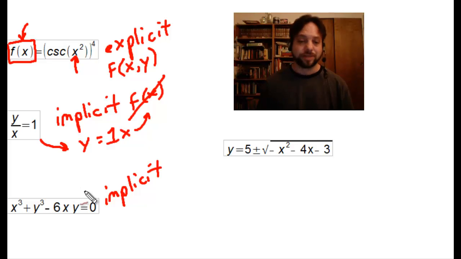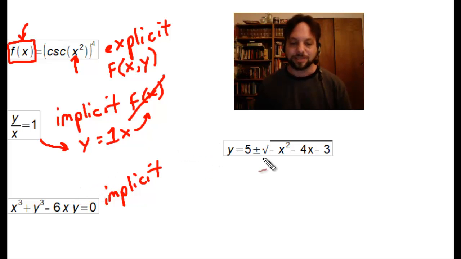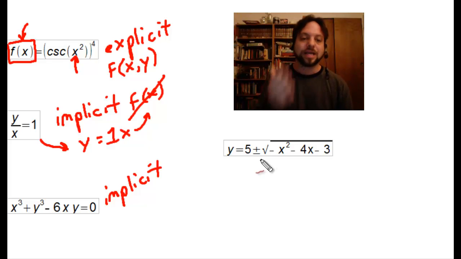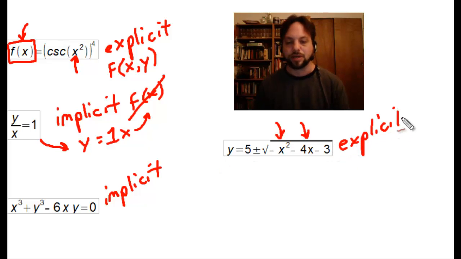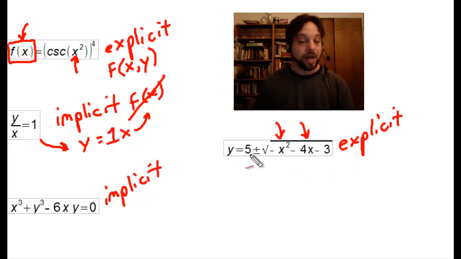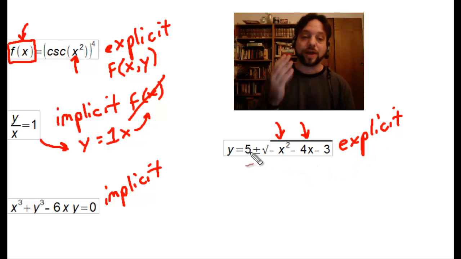I don't know if that looks familiar to you or not. It's certainly ugly. We'll all agree with that. But, is it explicit or implicit? Well, if you know what x is, you can simply plug in the x's and then work this out to get y. This is absolutely an explicit formula, but boy is it ugly. However, I'll tell you, this would actually graph to a circle.